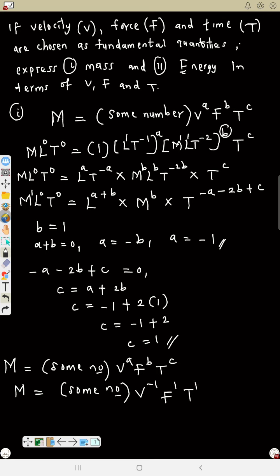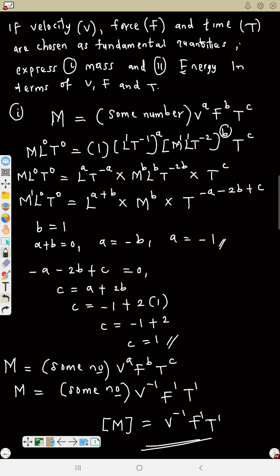So that means this some number is a constant, so I may remove it. That means the dimension of m in terms of v is v raised to power minus 1, f raised to power 1, t raised to power 1. So that is the dimension of m using the information given in the question. Now, what of the dimension of energy?